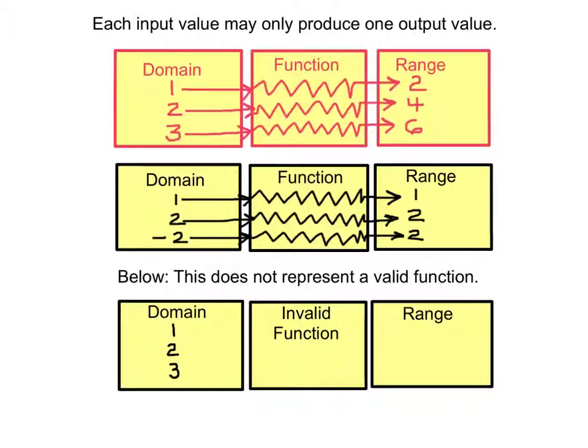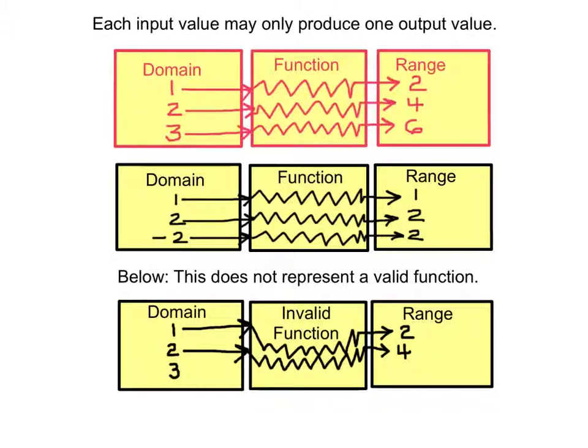Now we'll take 1 and input 1 into our function. This is actually an invalid function. 1 is operated on by our invalid function, and the output from 1 is a 2. Now 2 is input into our function, which is an invalid function, and 2 creates an output of 4.